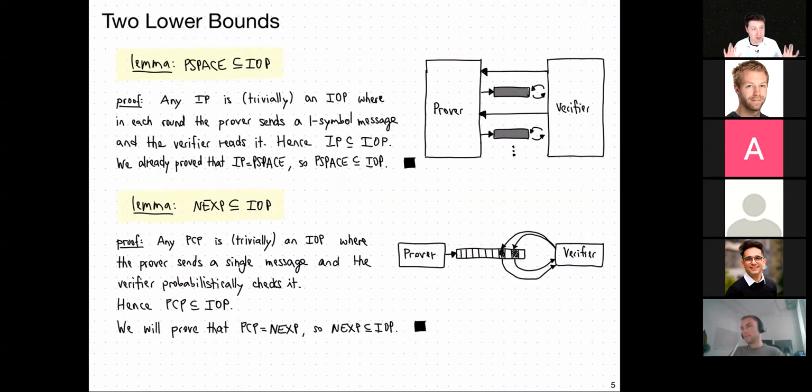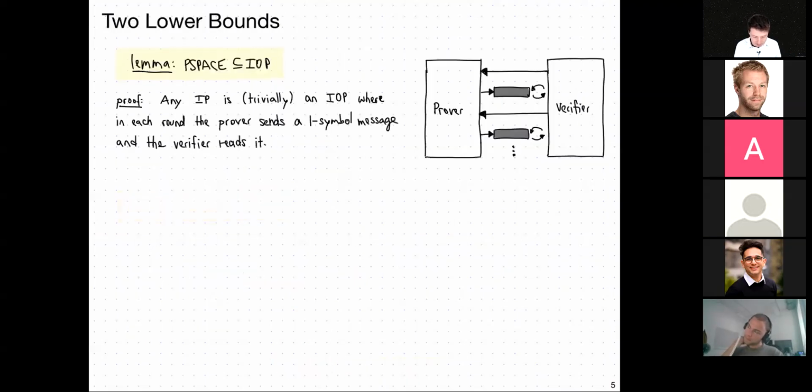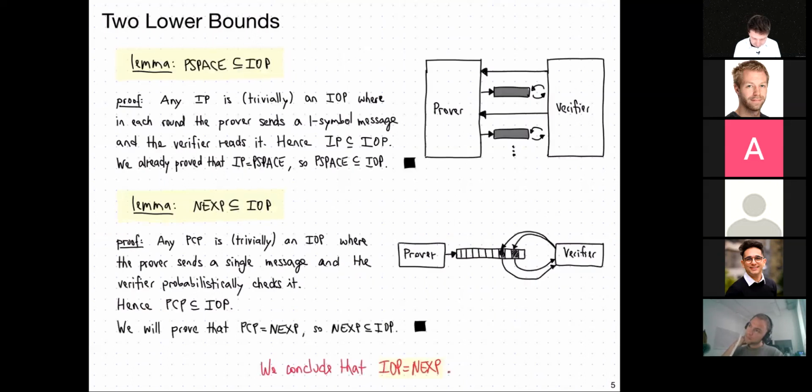Tomorrow we'll see how to scale it up to NEXP. And so when you do that, we will know that NEXP is contained in IOP. So that is to say, we conclude that the complexity class IOP is characterized by NEXP. Okay, so you can get all the languages in NEXP and no more than languages in NEXP.